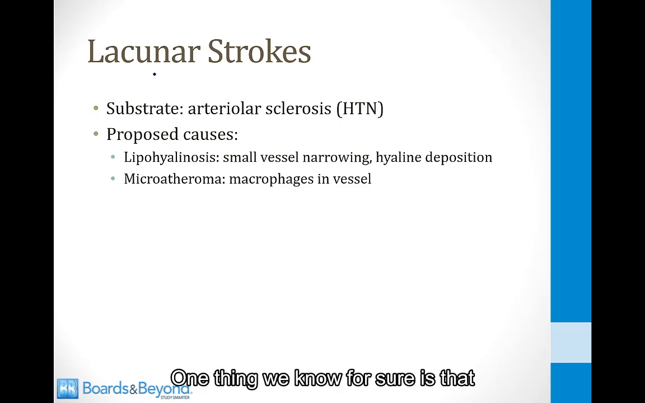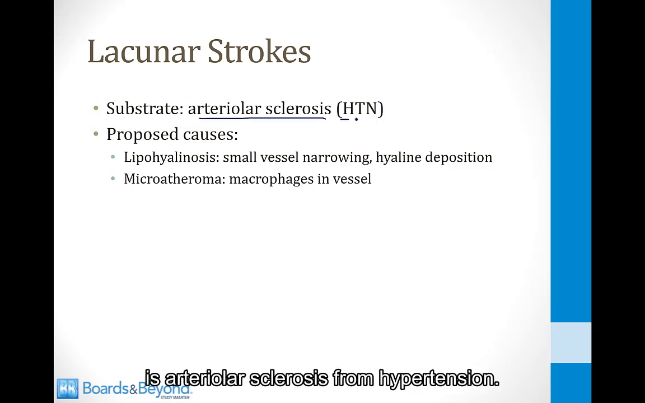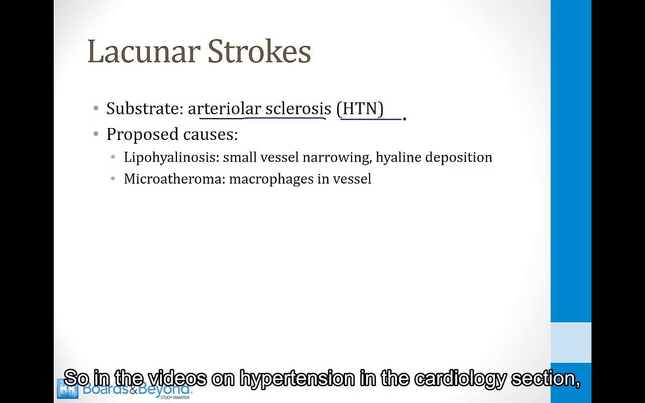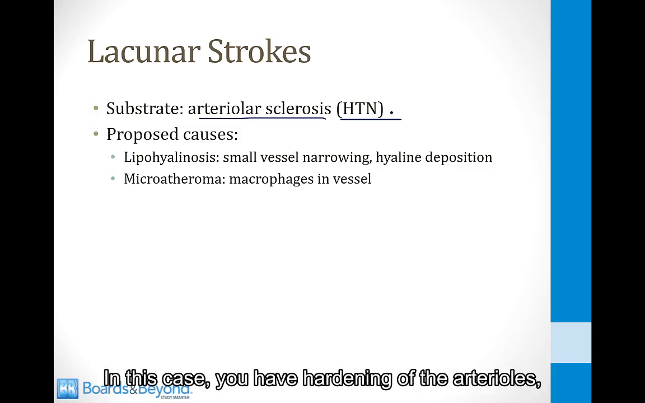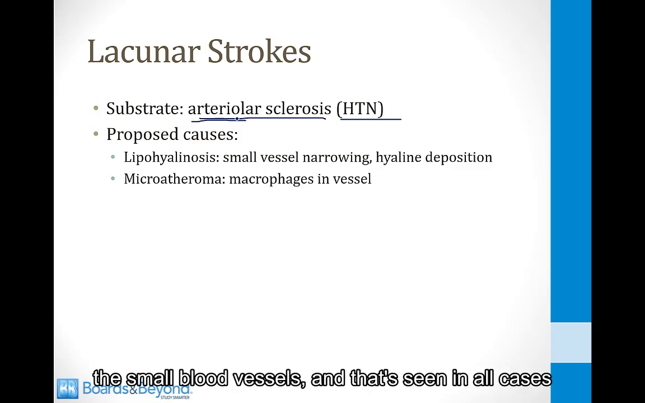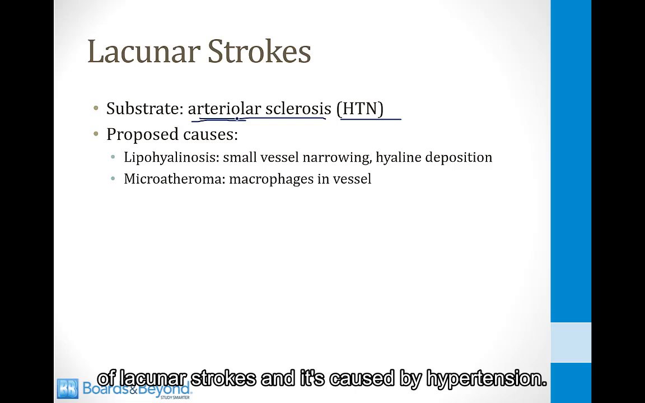One thing we know for sure is that underlying all lacunar strokes is arteriolar sclerosis from hypertension. In the videos on hypertension in the cardiology section, I talk about arteriosclerosis, that is hardening of the arteries. In this case, you have hardening of the arterioles, the small blood vessels, and that's seen in all cases of lacunar strokes, and it's caused by hypertension.